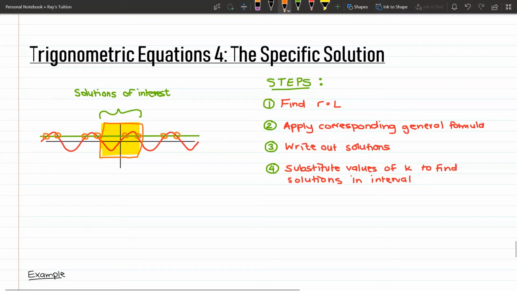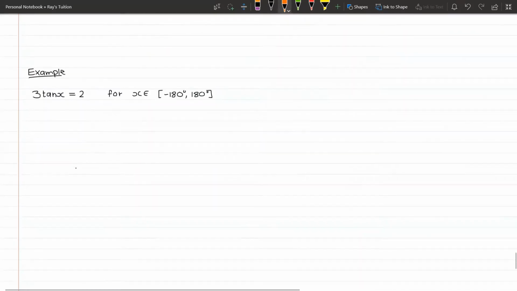So I've broken it down into some steps, and you will notice that the first three steps are very familiar. They're the steps that we used to find the general solution. So basically, we find the general solution, and then we substitute values of k, and we look for solutions within a particular interval. So I think the best is to jump straight into an example.